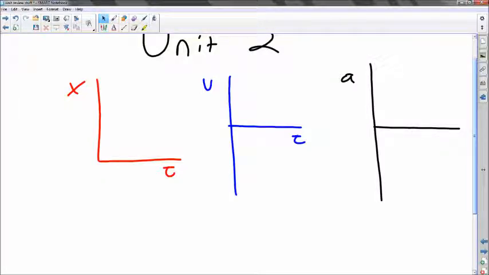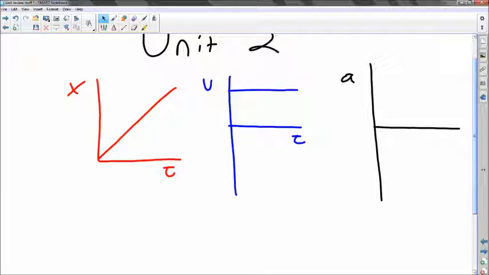So for a position versus time graph, remember the slope on your position versus time graph tells you the velocity. So let's draw a line here, like this. The slope of this line is positive. The slope is also constant. It doesn't change. That means the velocity for this object is going to be positive, and it's not going to change. So on our velocity versus time graph, we would draw something that looks like this.